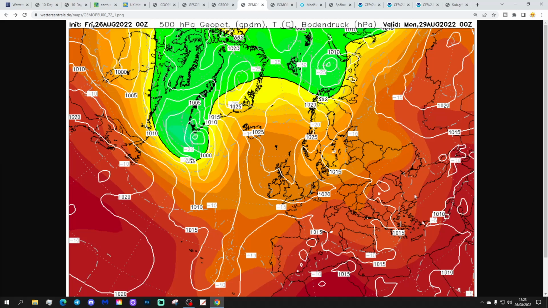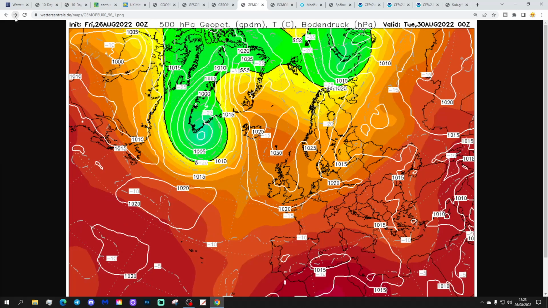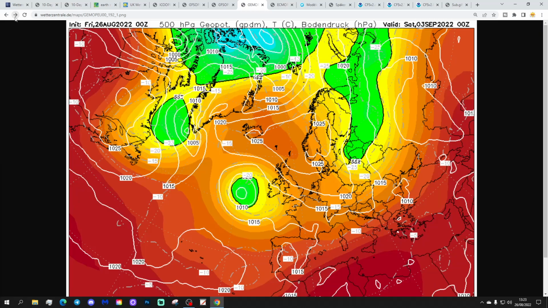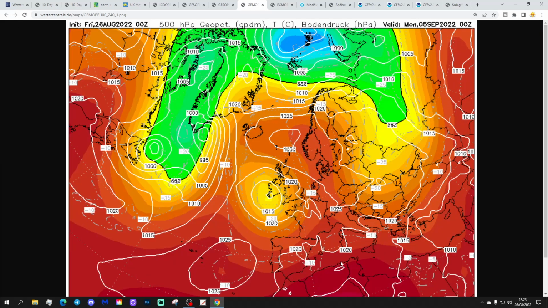GEM, again, with high pressure dominating weather on bank holiday Monday, although there could be a few showers scattered about, and that carries on into the middle of next week as well. Then again, same idea, second half of next week, that high pressure begins to weaken and breaks as lower pressure diverts to both the south and to the west.